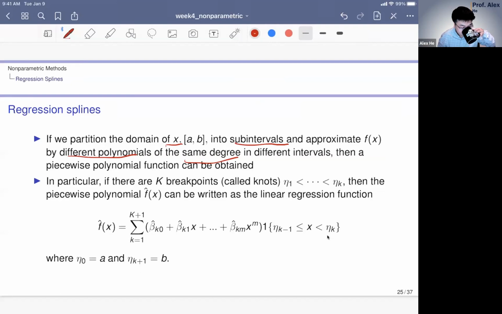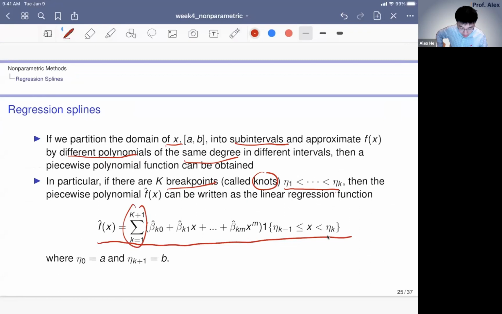And then we have these knots, the breakpoints, from 1 to k, so this eta 1 to eta k. And then our function can be just written as this, okay? So you have the sum of the functions in each different region, okay? So in each different region, it's a different polynomial, and that's multiplied by whether x is in that region. Okay, so in another region, this thing would just be 0.